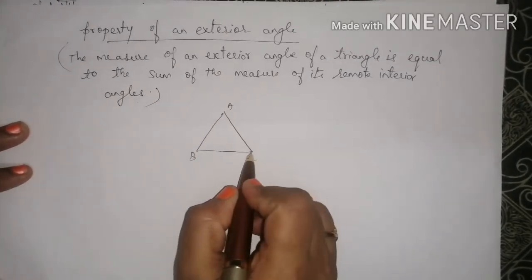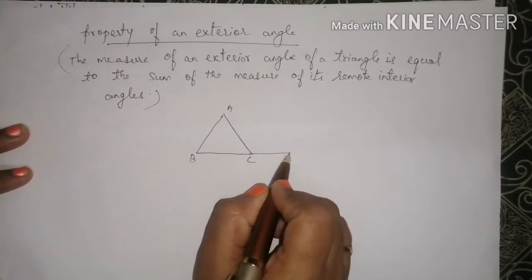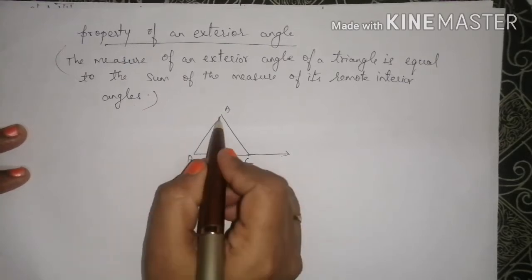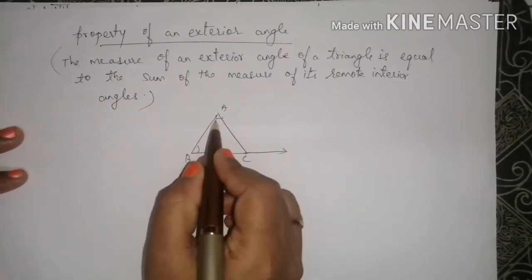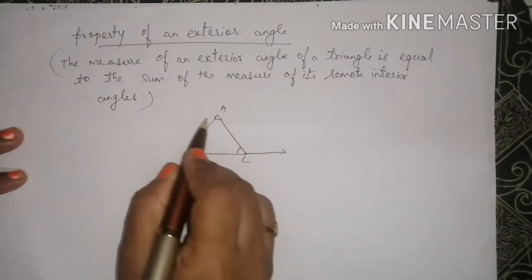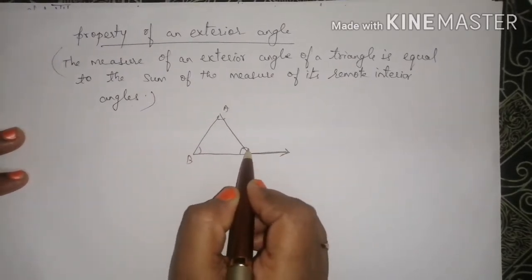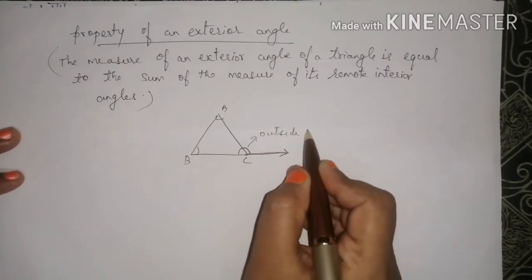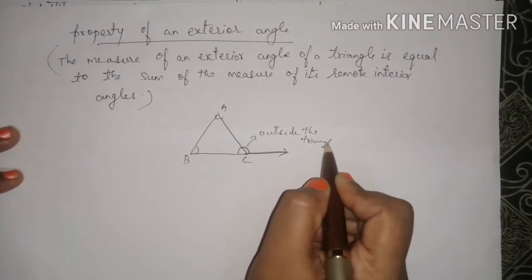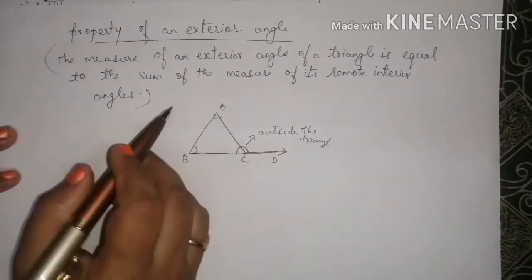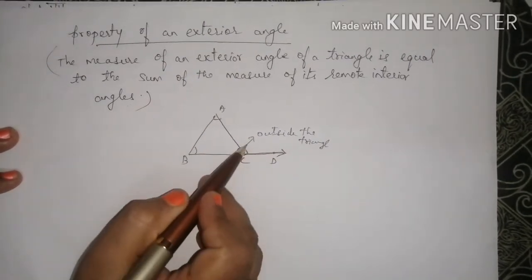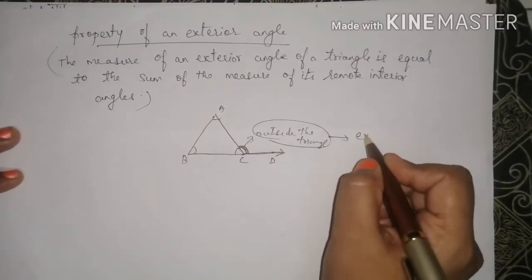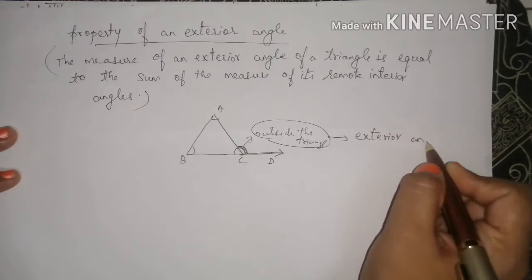Now if I extend any of its sides, suppose I am extending from C. These are the angles of a triangle. But if I extend it from C, I get one more angle outside this triangle. This angle, I will name it D. This angle which is formed outside the triangle is called an exterior angle of a triangle.